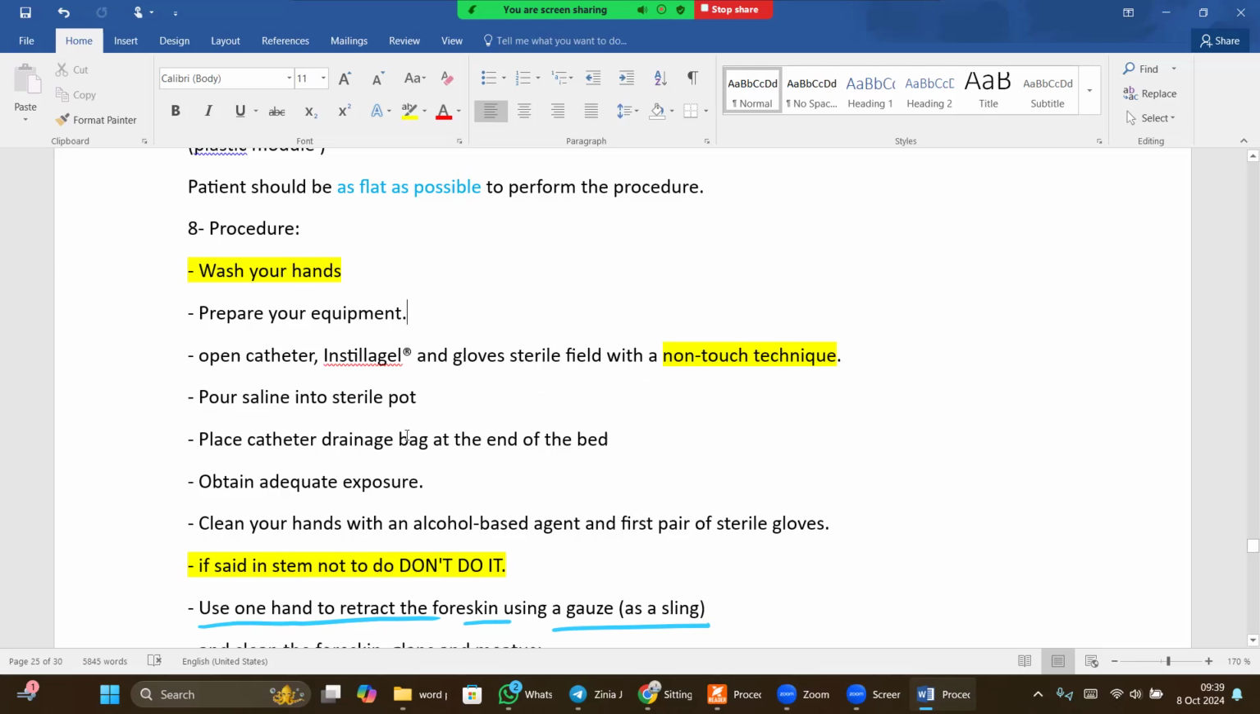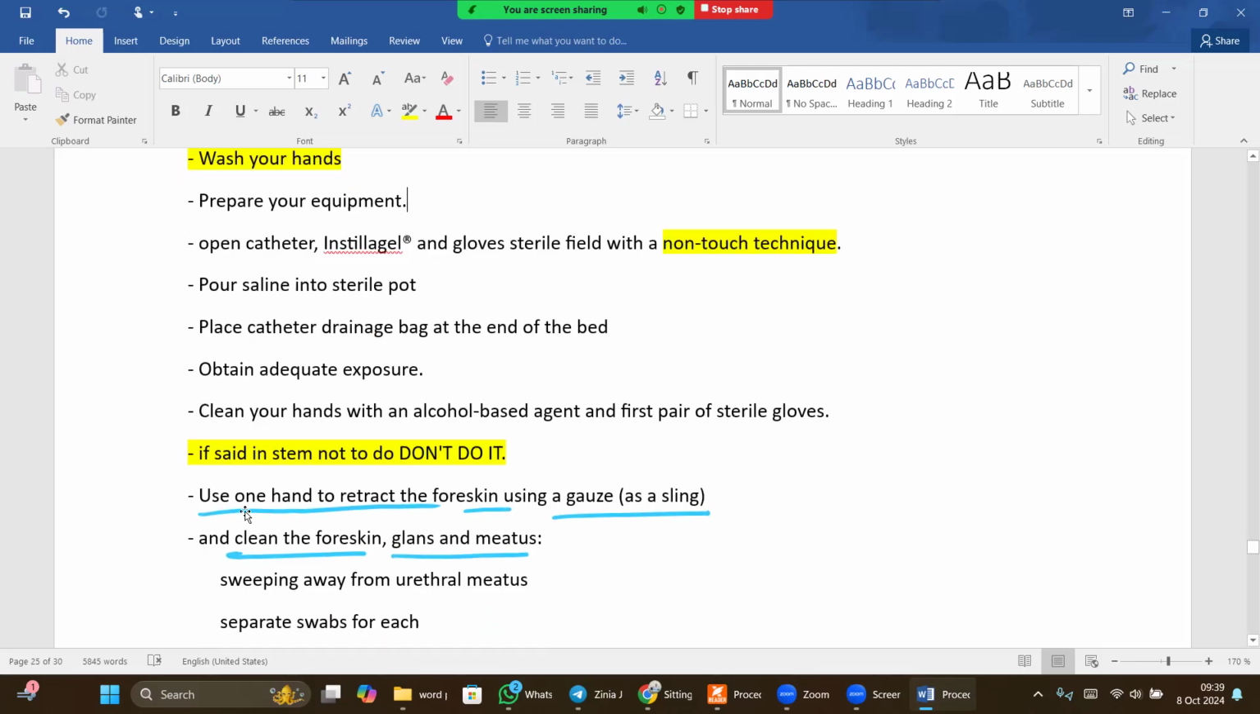Pour saline into sterile pot, place catheter drainage bag at the end of the bed, obtain adequate exposure, clean your hands with an alcohol-based agent and put on the first pair of gloves. If said in the station, do not change the gloves, then do not do it.